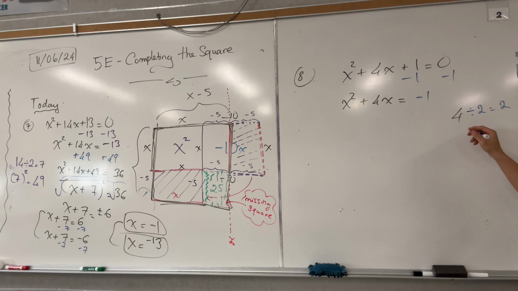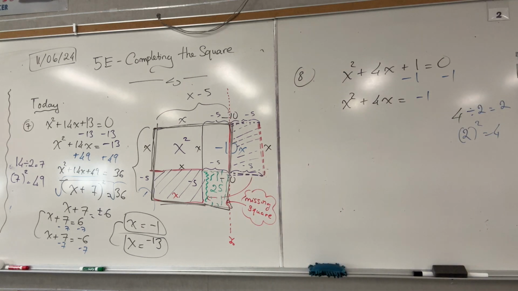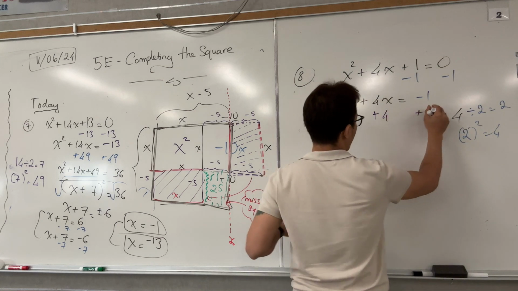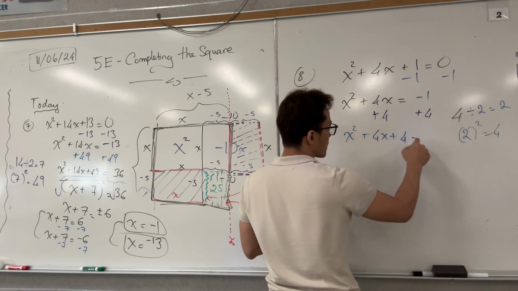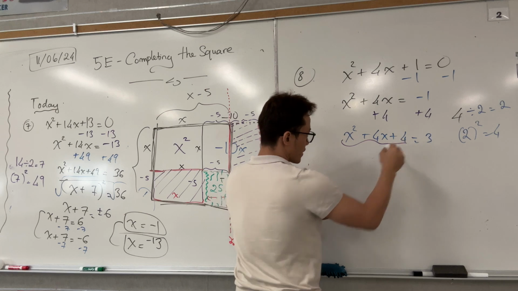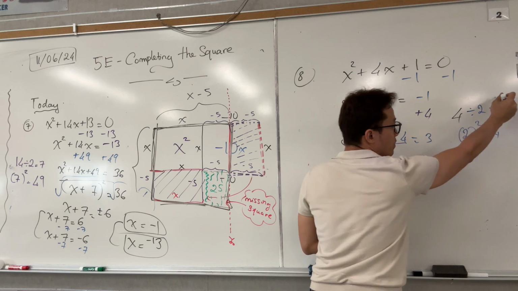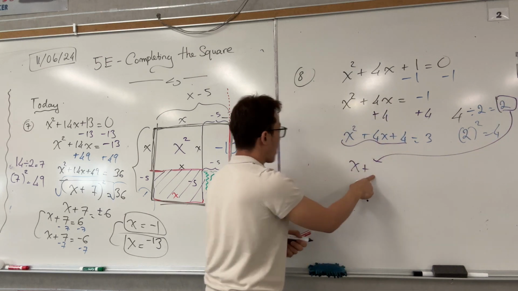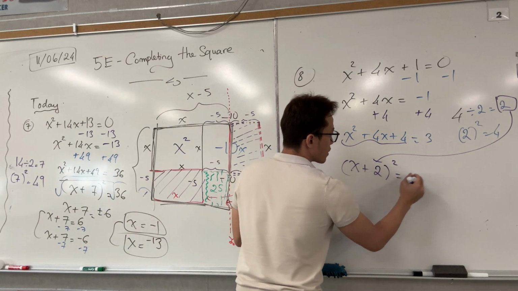So you can take time to write into your notes too, okay? Make sure you copy down to your notes as well. 2 squared is 4. What am I going to do with this 4? I'm going to add it to both sides. Both sides, not just one side, okay? So add 4, add 4. So x squared plus 4x plus 4. What is negative 1 plus 4? 3. And then this whole thing here becomes x plus 2. When you divide it by 2, that's the new square, right? So x plus 2 squared equal to 3.